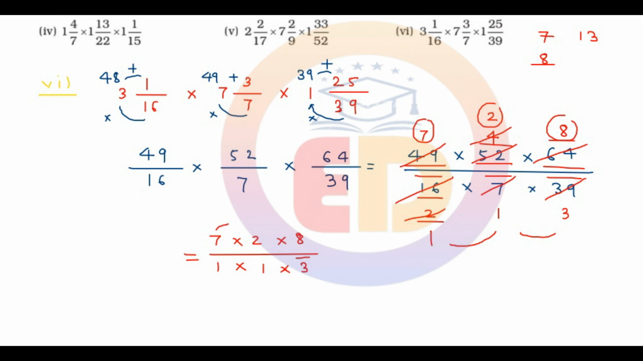7 into 2 is 14. 14 into 8 is 112. 1 into 1 is 1. 1 into 3 is 3. My final answer is 112 upon 3.